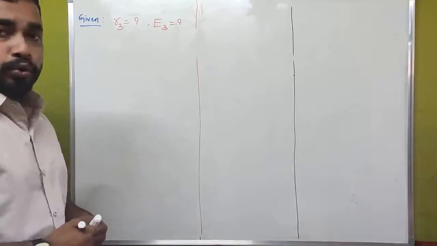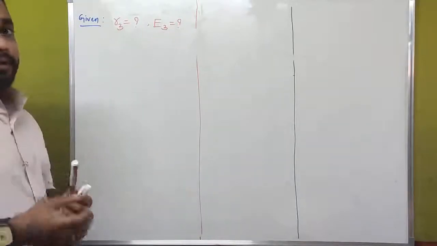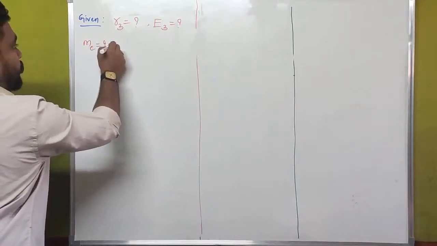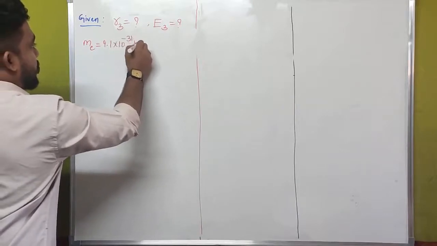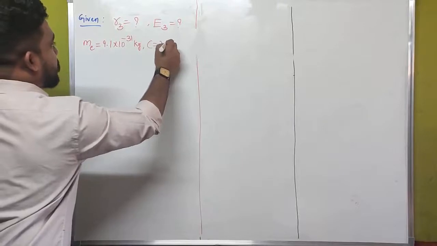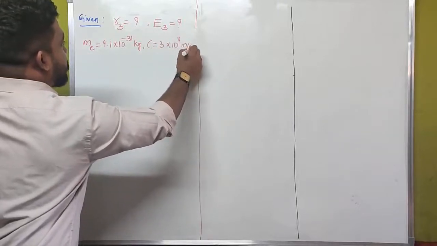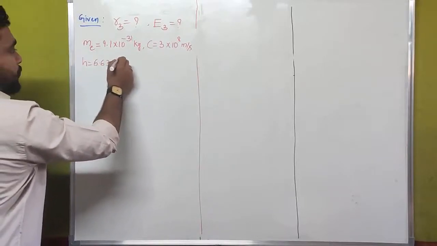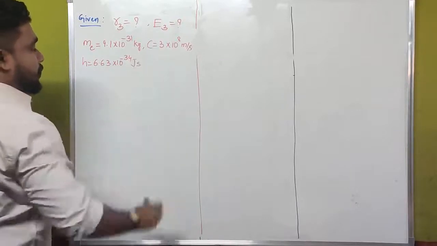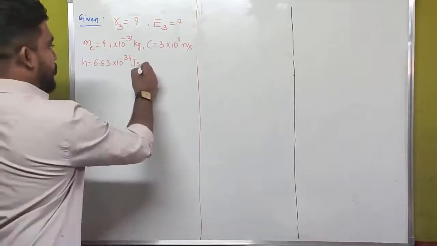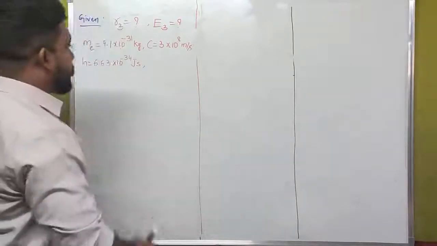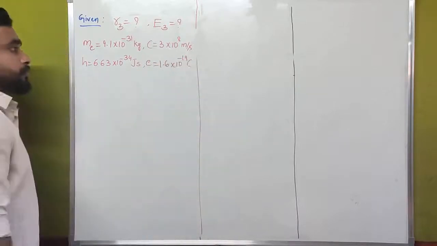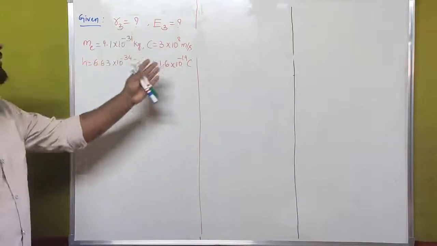For that, they have given some constants, that is m, the mass of the electron, is equal to 9.1 into 10 to the power of minus 31 kg, and the velocity of light is equal to 3 into 10 to the power of 8 meter per second, and h is 6.63 into 10 to the power of minus 34 joule second, and the remaining is e. e is equal to 1.6 into 10 to the power of minus 19 coulomb. These are the given constants from our problem.